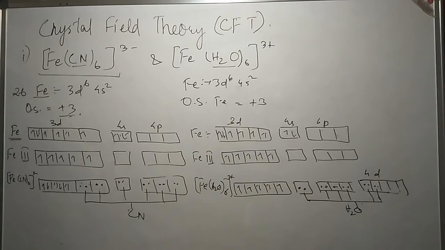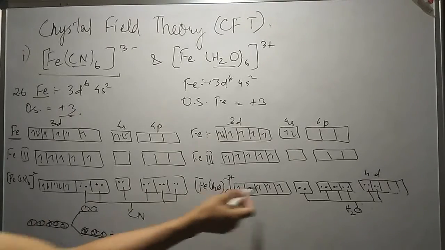In the next step, for the formation of the complex, we know that CN is a strong field ligand, therefore it will split the d orbital into these two sets. Since it is octahedral, it will be Eg and T2g. The electrons that are singly filled will be available only in the T2g set, because the energy gap is high, that's why the electrons will be filled here only.